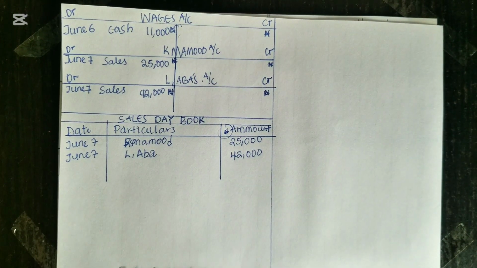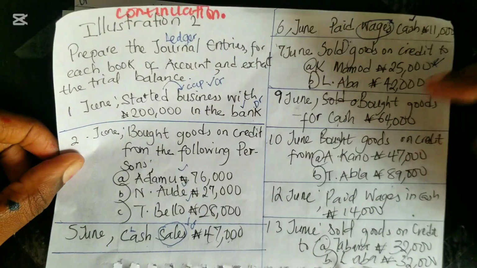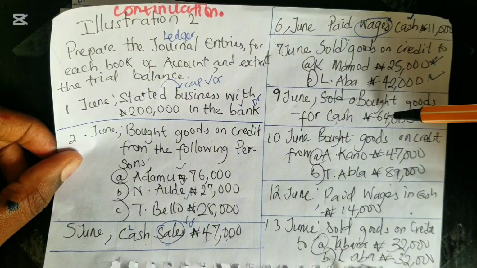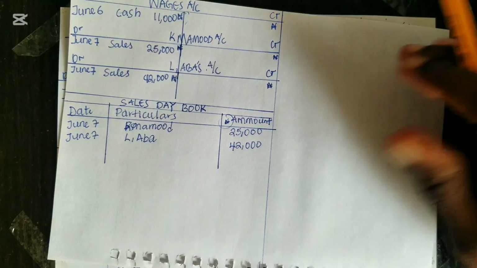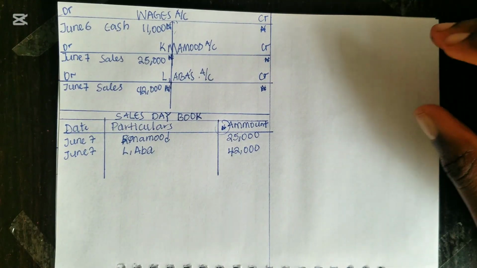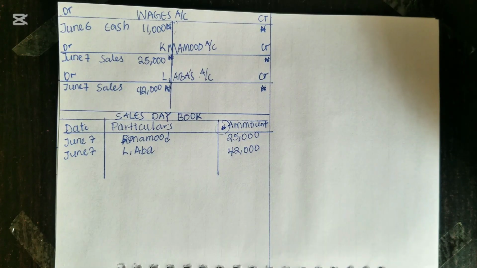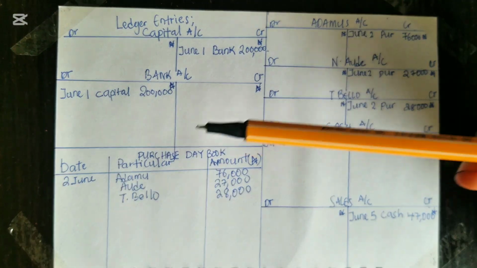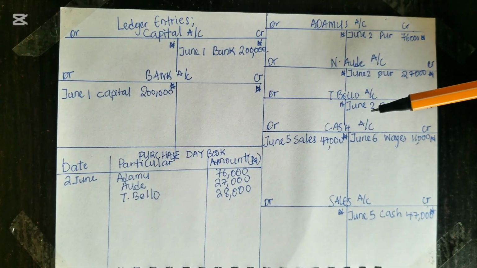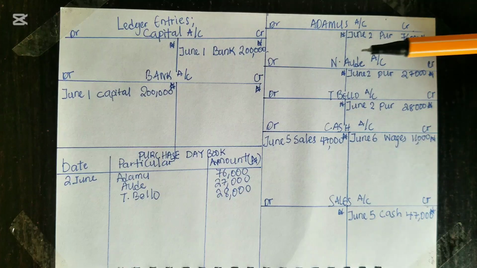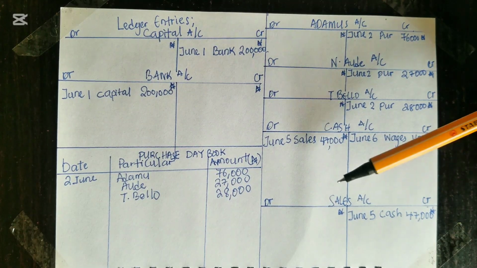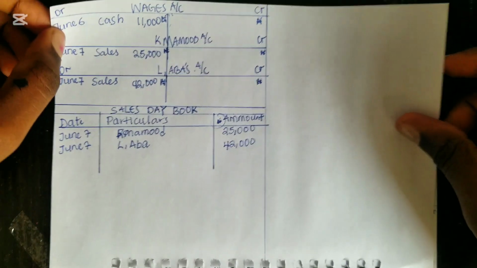So the next one is what? June 9th, bought goods for cash, 64,000 naira. So that means the 2 accounts we need is what? Purchases account and cash account of how much? 64,000 naira. And when was the date? 9th June. So do we have purchases account? We have sales account, but we don't have purchases account. So we have to prepare our purchases account. But do we have cash account? Yes, we do. So let's prepare a purchase account.